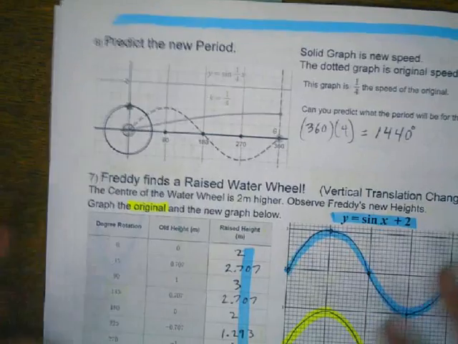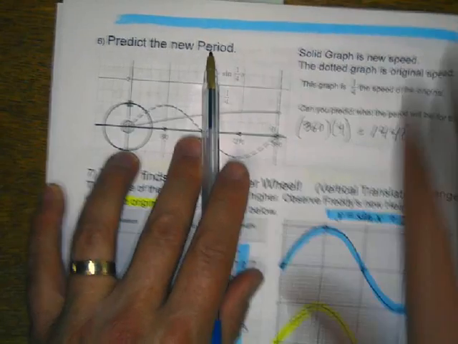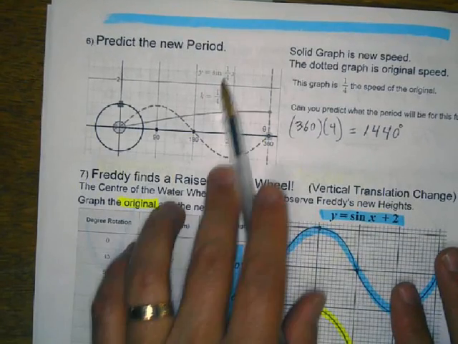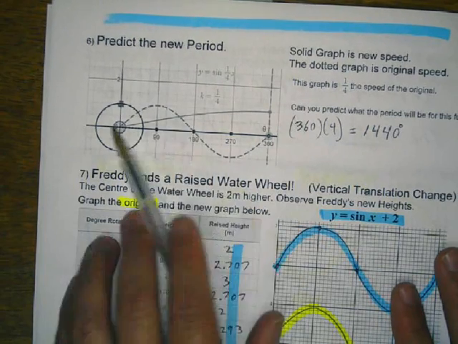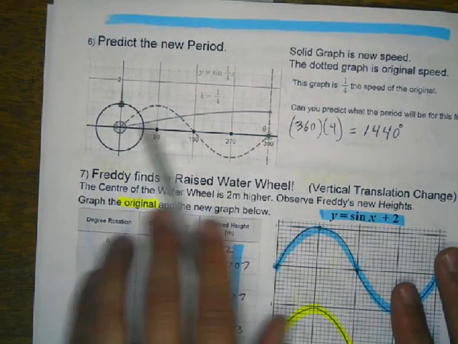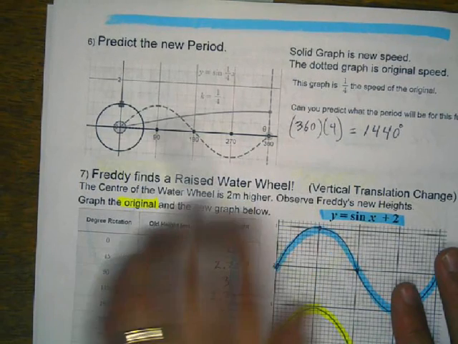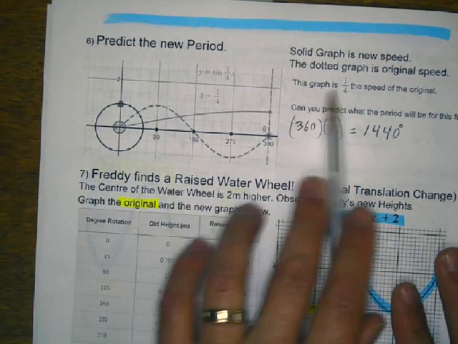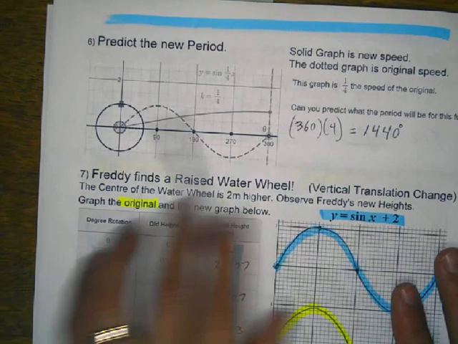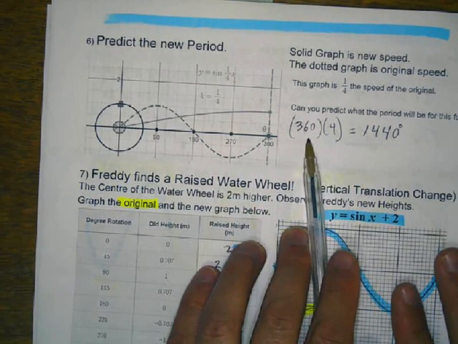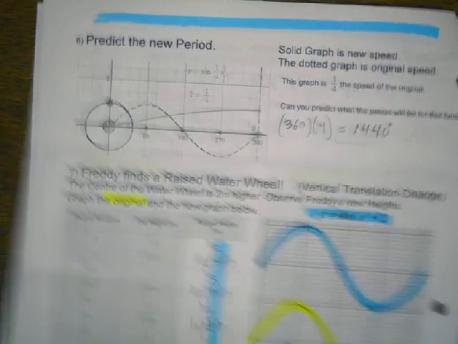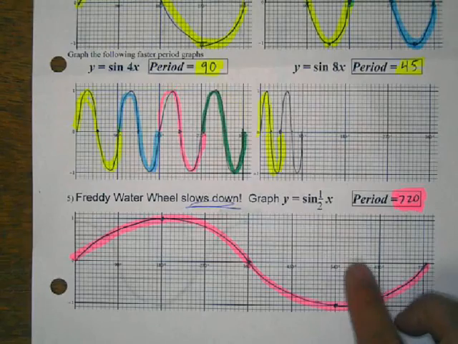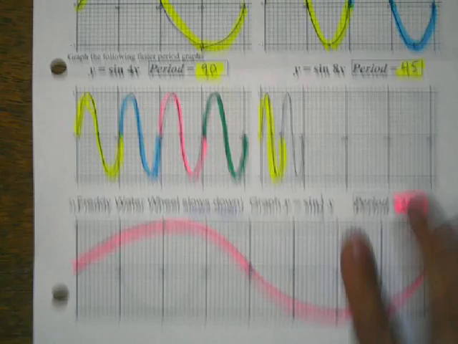Okay. Now, predict the new period. So now we've got 1/4 x here. If I go here, you can see that by the time I get to 360, I'm at the maximum. So in order to figure out what the period is going to be, I'm going to multiply 360 times 4. On the previous one, we multiplied 360 times 2. Hopefully you'll see the pattern in a few minutes.